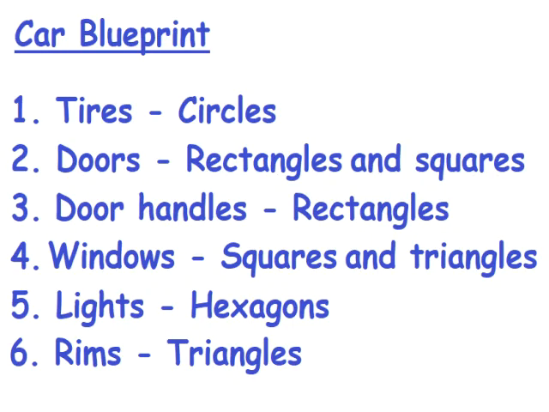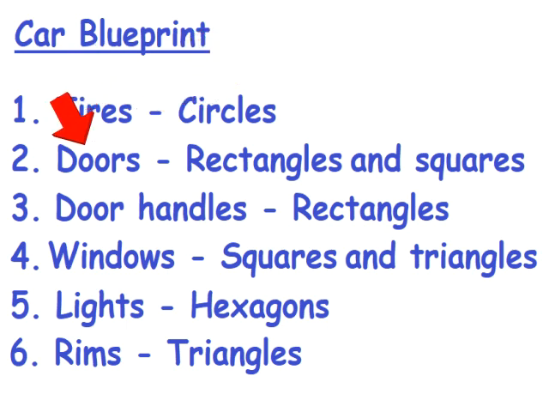So let's talk about the parts of a car. I'm going to choose a car. I'm going to make a list of the parts that I need to include on my blueprint. So number 1, I wrote tires. Tires are really important in a car. So I have tires and I have the shape right next to tires. Those tires are going to be circles.